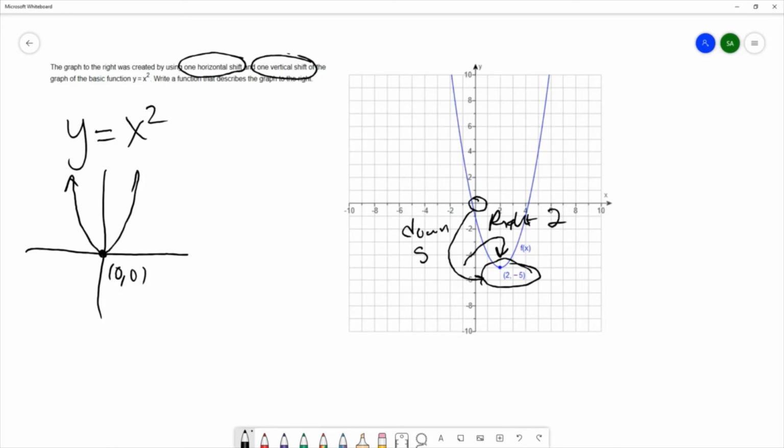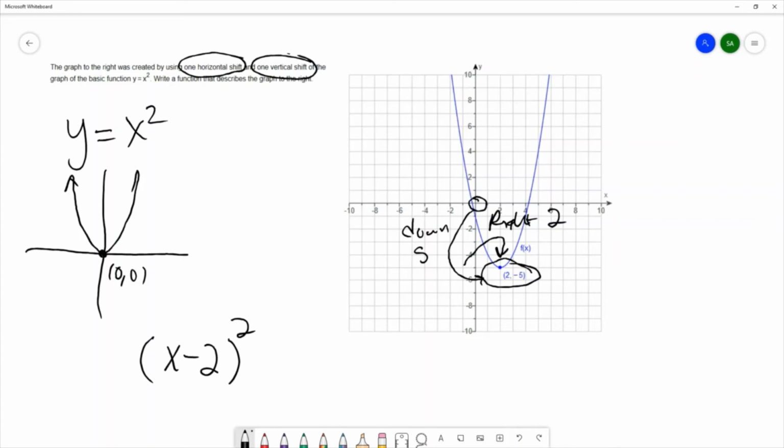So if I want to write the equation of this function, inside the squared, I want to shift right 2. That means I would subtract 2. That would give me a horizontal shift because it's on the inside. Minus moves to the right, and I want to move 2 units to the right.